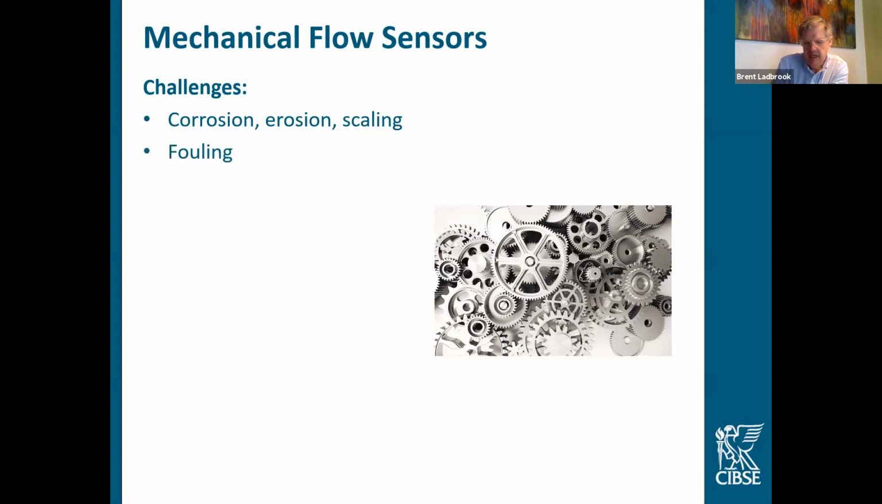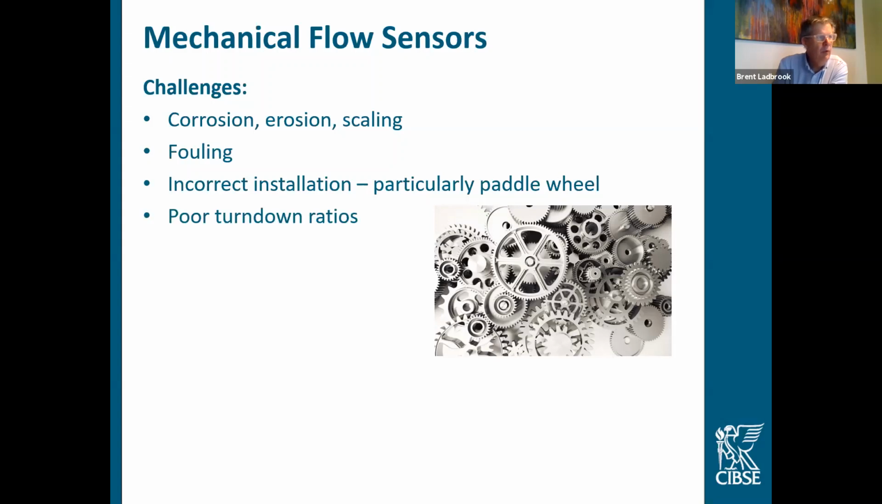Bits of stuff coming past, no matter how well you flush your system, there's a chance of something getting into your loop, fouling that. They can be installed incorrectly, very susceptible to flow profile anomalies. Paddle wheel meters, if you've got a large pipe, it's just measuring a very, very small percentage of the flow cross-section and could quite easily be out by a decent factor.